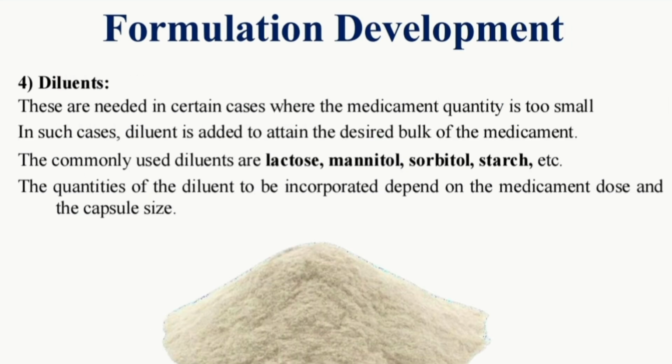Then diluents are also used. These are needed in certain cases only where the medicament quantity is too small. When there is a small medicament quantity, at that time only we use these diluents. In such cases, diluent is added to attain the desired bulk of the medicament. This is the function of diluents, that they are added to increase the bulk of that specific medicament. Examples of diluents are lactose, mannitol, sorbitol and starch. The quantity of diluent to be incorporated depends on the medicament dose and the capsule size.